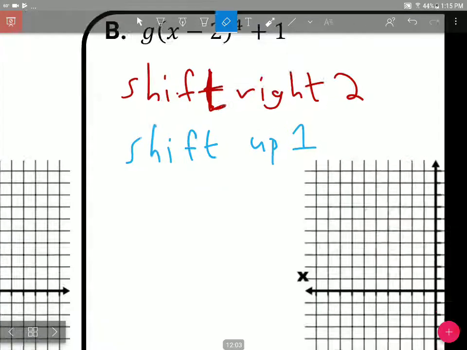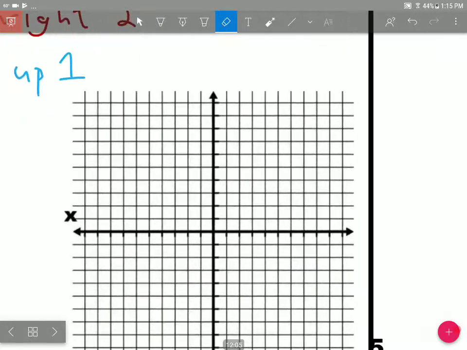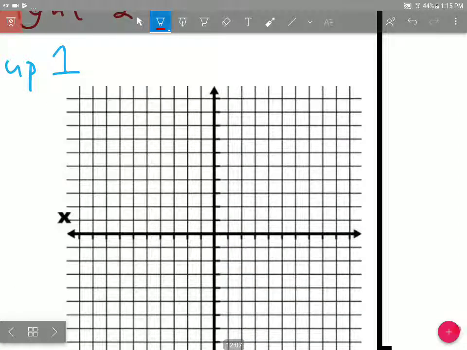Go back. So I got 17, 2, 1, 2, 17. You get something that looks kind of like this. Kind of.